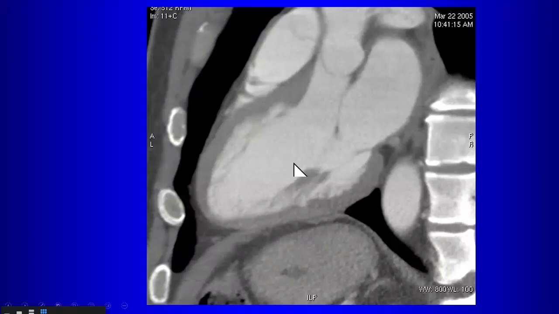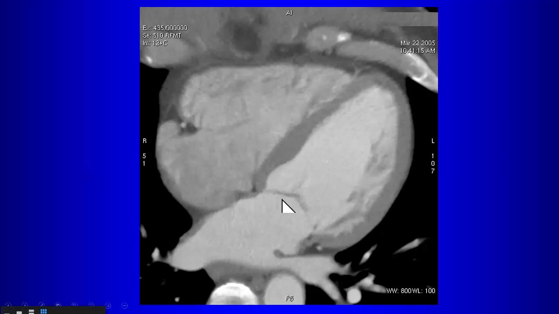And then you can generate the views in all kinds of planes. So this is a three-chamber view or left ventricular outflow tract view. So here's the left atrium, left ventricle, here's the aorta, there's the anterior leaflet of the mitral valve, here's the posterior leaflet. So you get very nice resolution. You can see the papillary muscles, and you can actually see the chordae tendineae here going out towards the mitral valve. And then a nice four-chamber view.